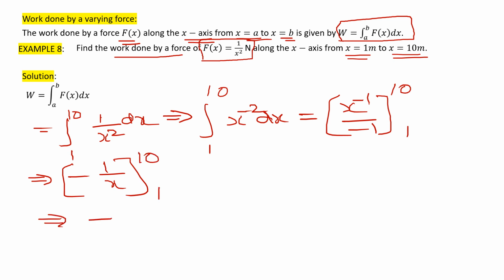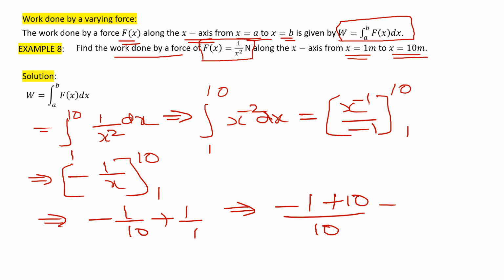If I substitute the upper limit, that will give you 1 by 10 minus the lower limit. So minus, already we have a minus, minus minus plus, replace x by 1, that will give you 1 by 1. So this is nothing but minus 1 plus 10 divided by 10. Minus 1 plus 10 will give you 9 by 10. So 9 by 10 I can write 0.9. Since we are asking for the work, we need to write the final answer in joule. So 0.9 joule. Joule is the unit for work. See you in the next video.